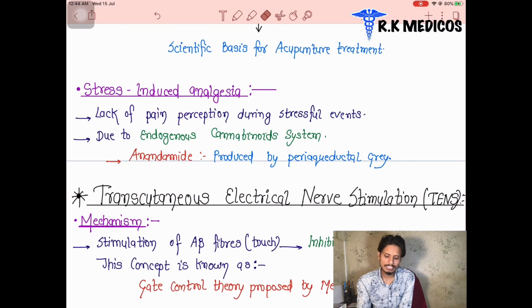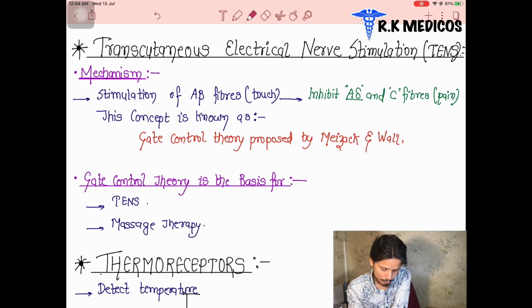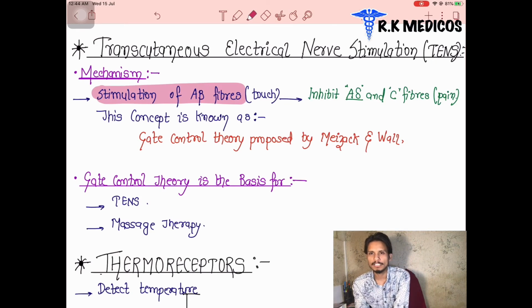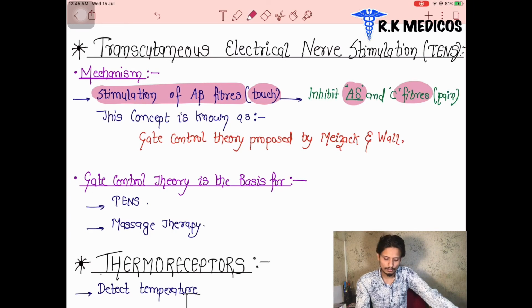Next, transcutaneous electrical nerve stimulation, TENS. It is a special type of technique used nowadays. We can see here the mechanism is stimulation of A beta fibers. I already told you there are several classifications of fibers. We will discuss in the next topic how they are classified. For now we have to memorize that TENS, transcutaneous electrical nerve stimulation, works on the touch receptors, and they inhibit the A delta and C fibers for pain. Nothing that much important is here.